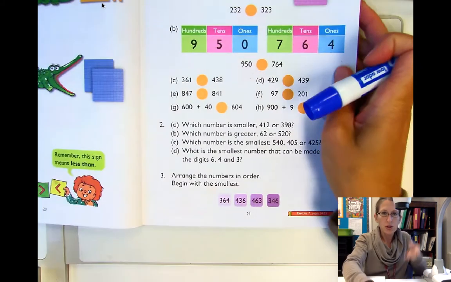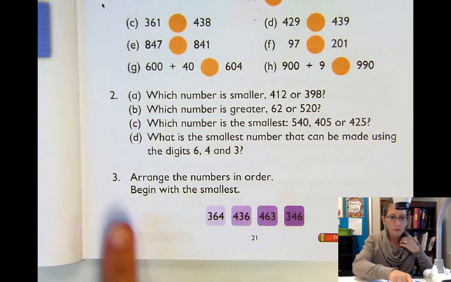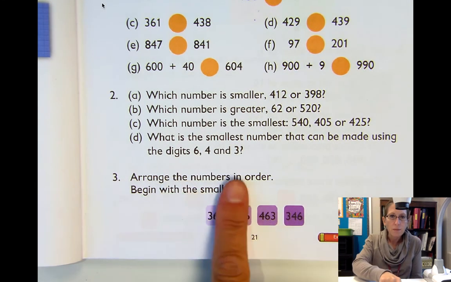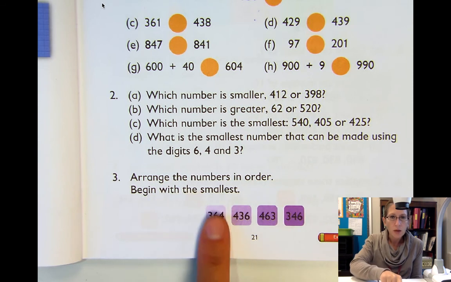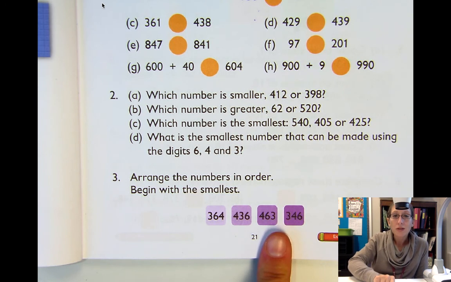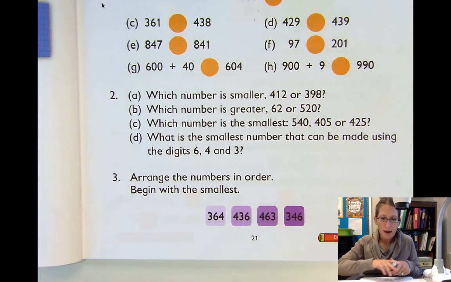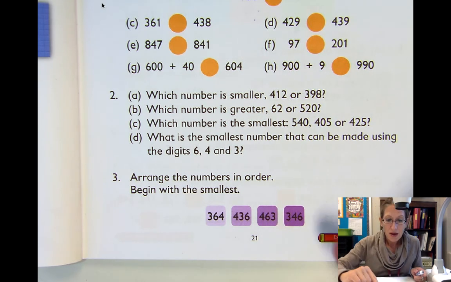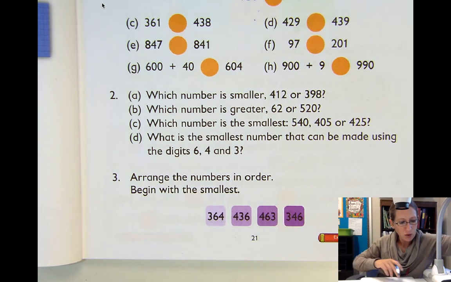Let's see if I can zoom in for us a little bit. It's number 3, right here. It says to arrange the numbers in order. Begin with the smallest. Okay, so we have 1, 2, 3, 4. We have 4 3-digit numbers, and they want us to put them in order, beginning with the smallest. So let's take a look at the number in the hundreds place. Let's see, where's my pencil so I can point for us?